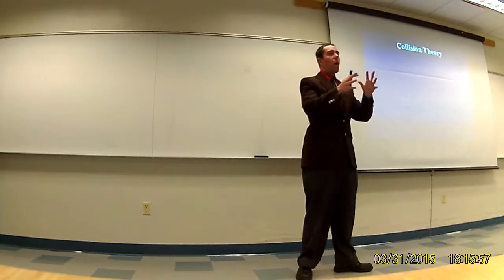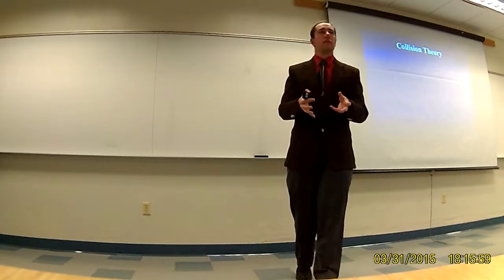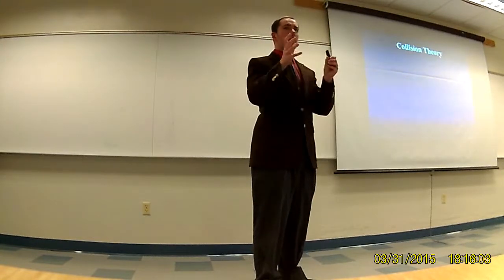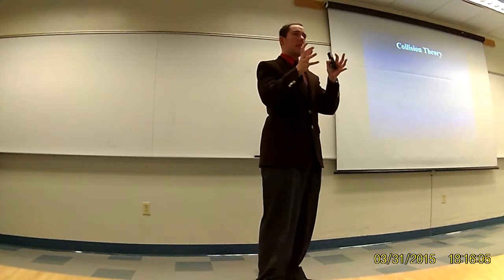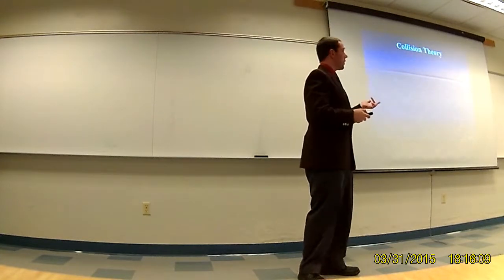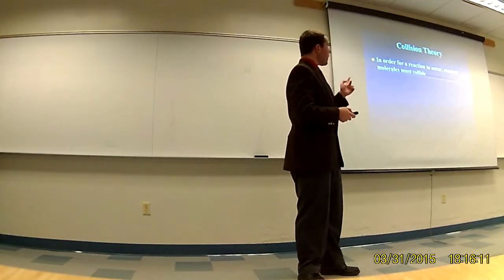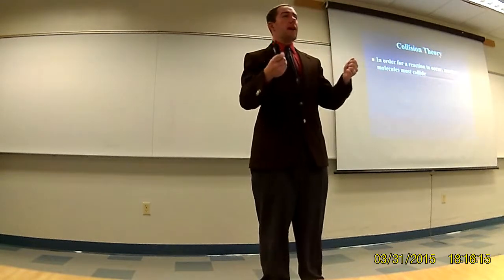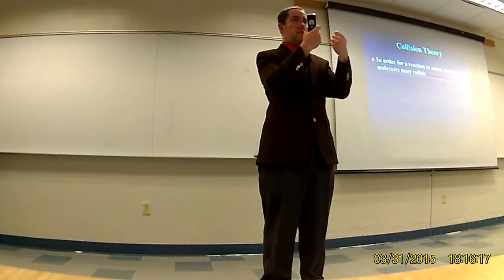To understand why these things affect the rate of a reaction, we have to think about what this reaction looks like on the molecular level. And we do that through something called collision theory, which simply put means for two molecules to react, they have to hit each other.